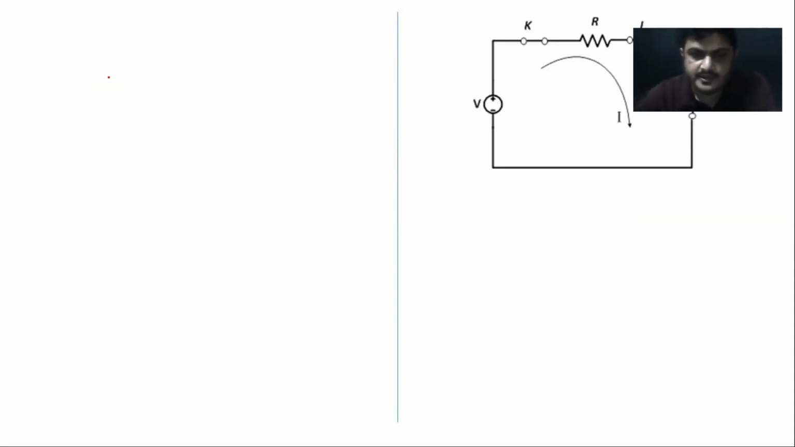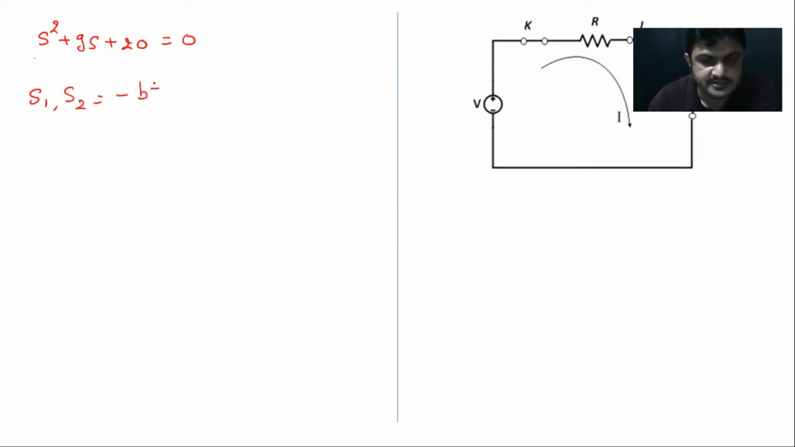Let me write down my expression once again here: s square plus 9s plus 20 is equal to 0. Now remember, this is my characteristic equation and I will find the roots from it. How can you calculate the roots? That is very simple. You have, let us say, s1 and s2, your two roots. You can use the expression minus b plus or minus root delta, where delta is b square minus 4ac, divided by twice a. What is the value of a? If you compare this equation, a is equal to 1. What is the value of b? b is 9. And what is the value of c?